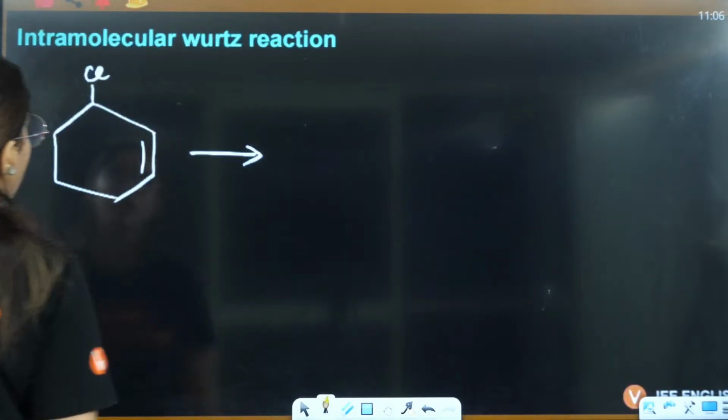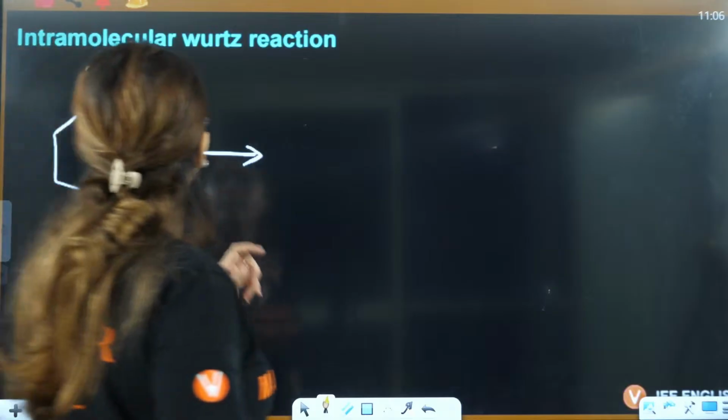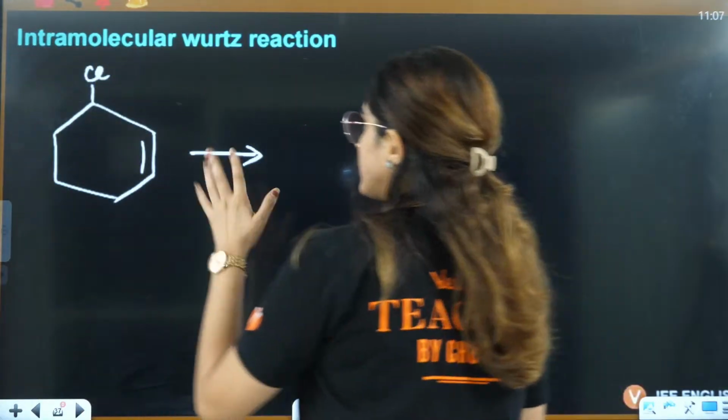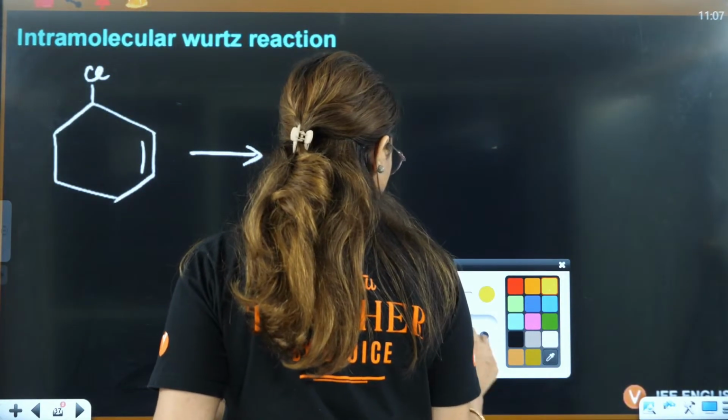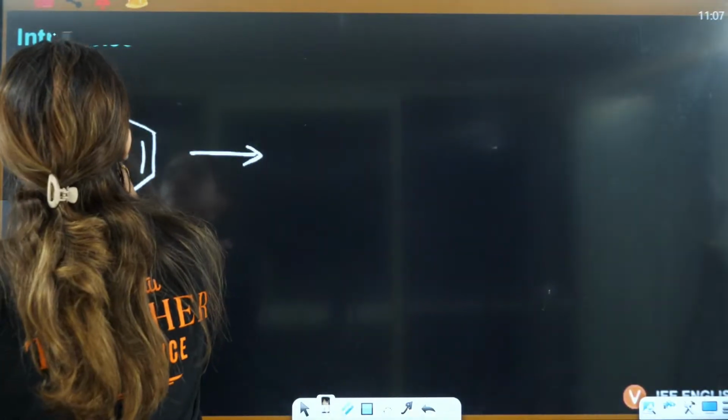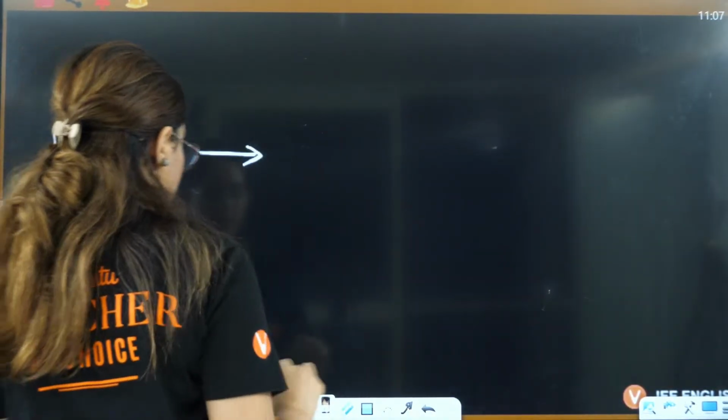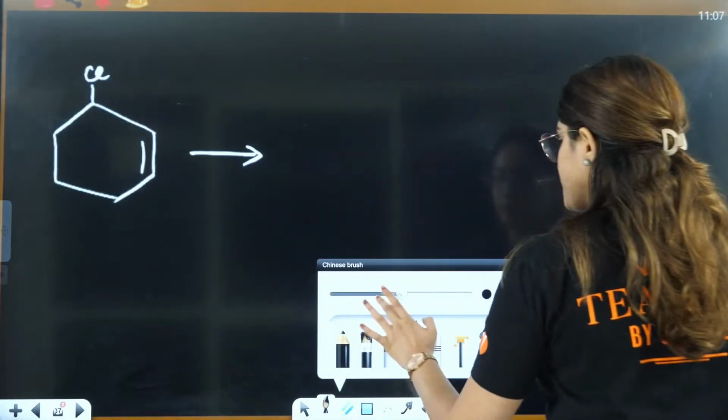Okay, yes. Now let's talk about, this is not intramolecular, wait a minute. Till now we have not discussed that, right? Achha. Now let's talk about this one.